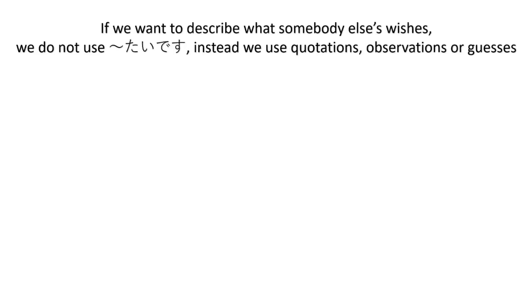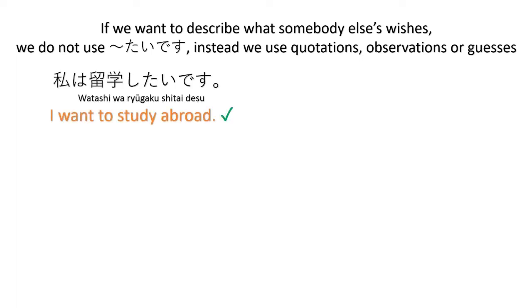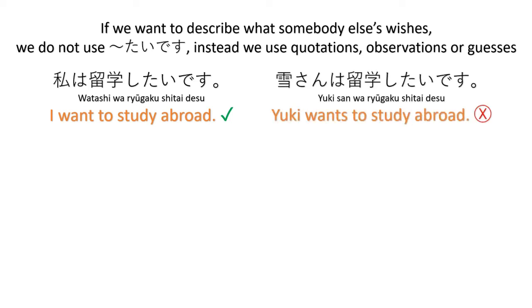Take note of an important detail here. If we want to describe what somebody else wishes, we do not use "たいです." Instead, we use quotations, observations, or guesses. In this example, watashi wa ryugaku shitai desu. This is absolutely fine because it is referring to yourself. But when we are referring to other people, for example, Yuki-san wa ryugaku shitai desu.